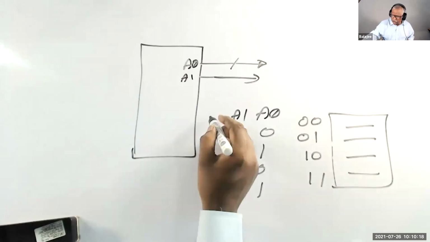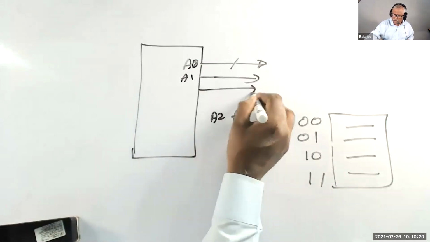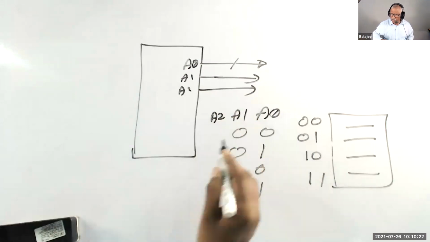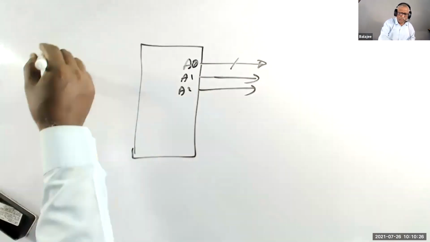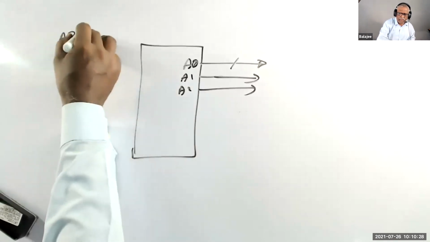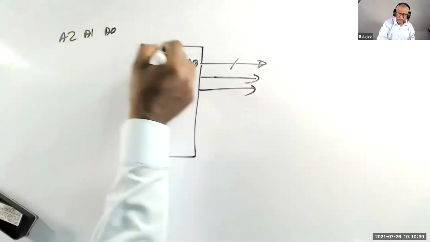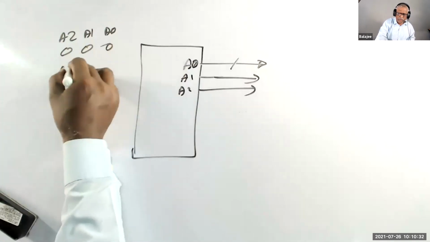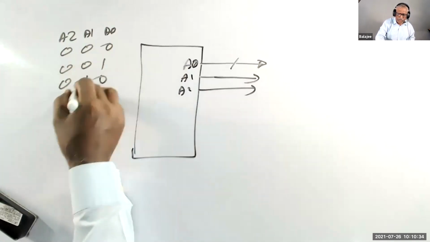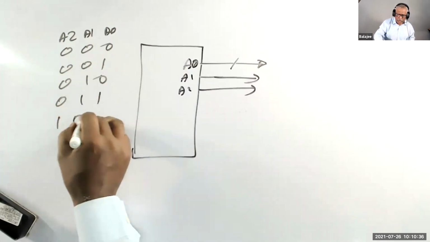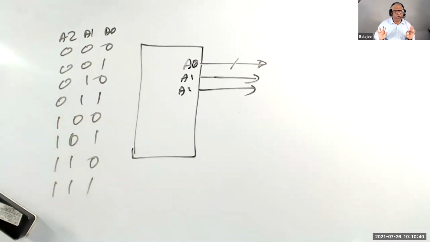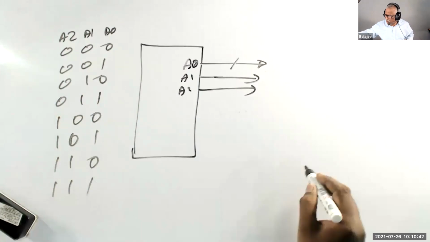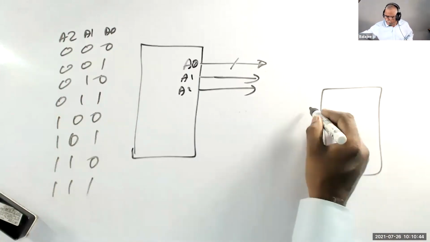Same thing if I have an A2. Then I have A2, A1, A0: 3 wires. 000, 001, 010, 011, 100, 101, 110, 111. That's all. You cannot have more than this combination. So your memory will have only 3 wires.